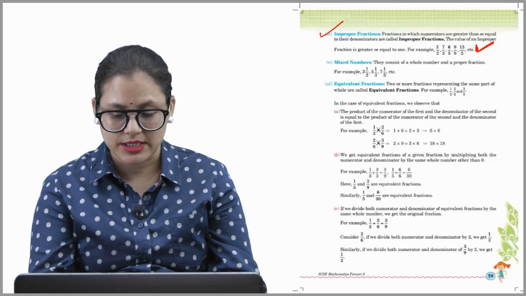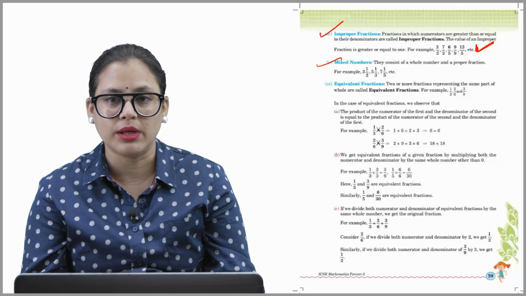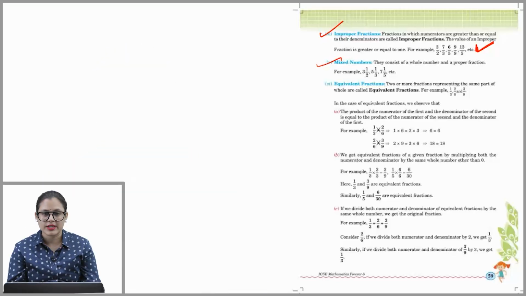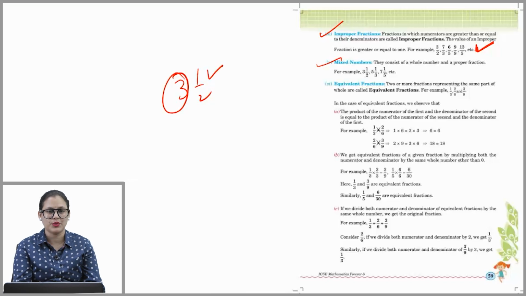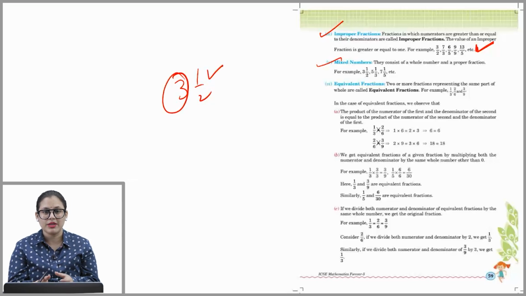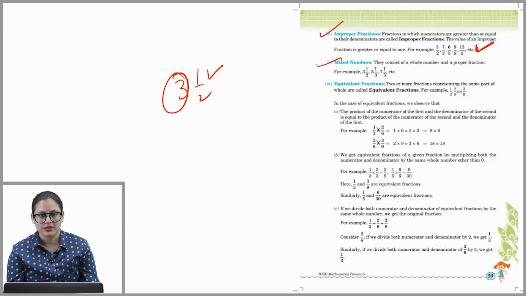5, mixed numbers. They consist of a whole number and a proper fraction. For example, 3 1 by 2. This is a whole number and this is a fraction. So this is a mixed number, meaning a combination of a whole and a proper fraction.